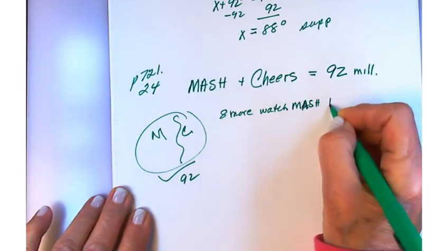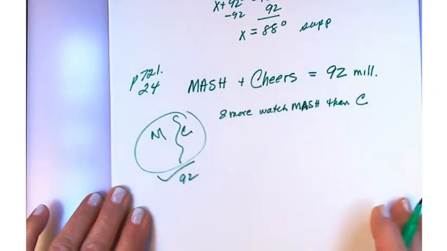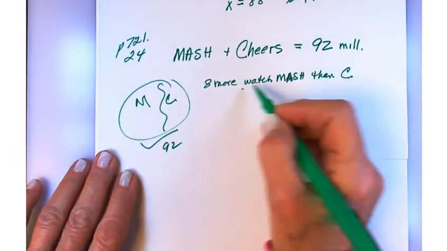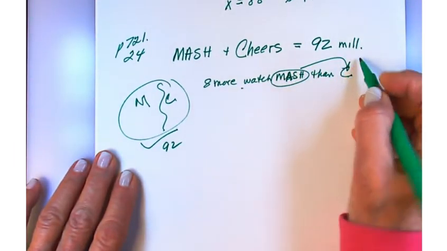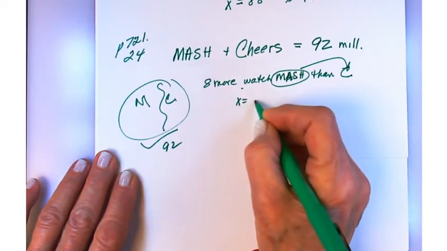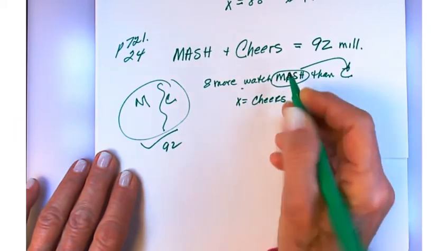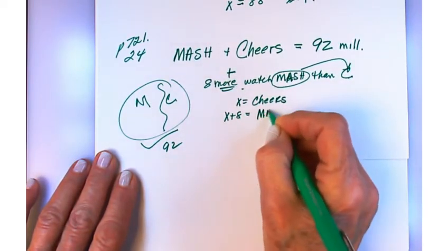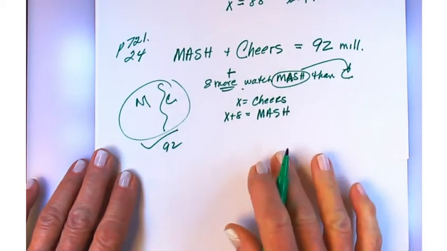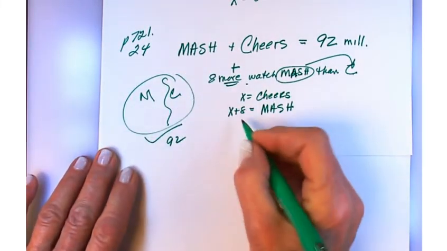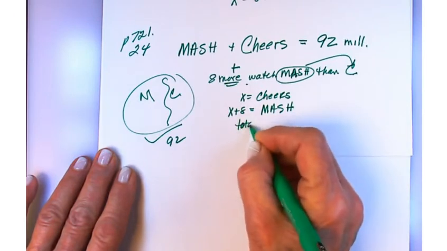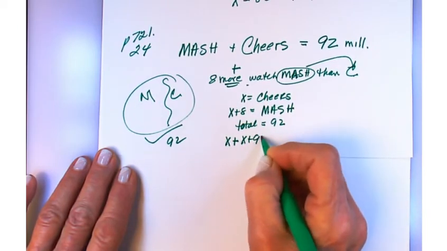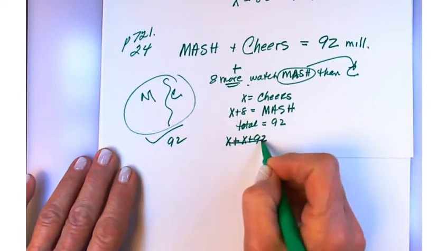Okay? So we have to decide what we're going to let our x equal. MASH is in terms of Cheers, so I'm going to let x equal the number watching Cheers. This says more, so that's add. x plus 8 is the number watching MASH. Okay? I look at my diagram, the total is 92. So x plus x plus 8, I'm sorry, I messed that up here.